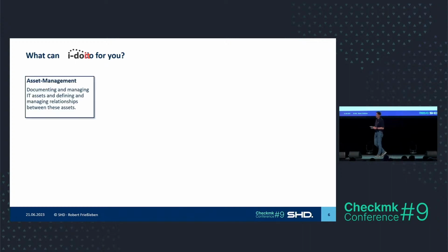So let's have a look at some features that i-doit brings with it. First, the asset management. This is the core feature. In i-doit, you can manage assets and the relationship between these assets. So what does this mean? Asset, what does relationship mean? For instance, you can think of an asset as a server, a virtual server, a mobile device, a rack, a patch panel, a cable, a room, something like that.